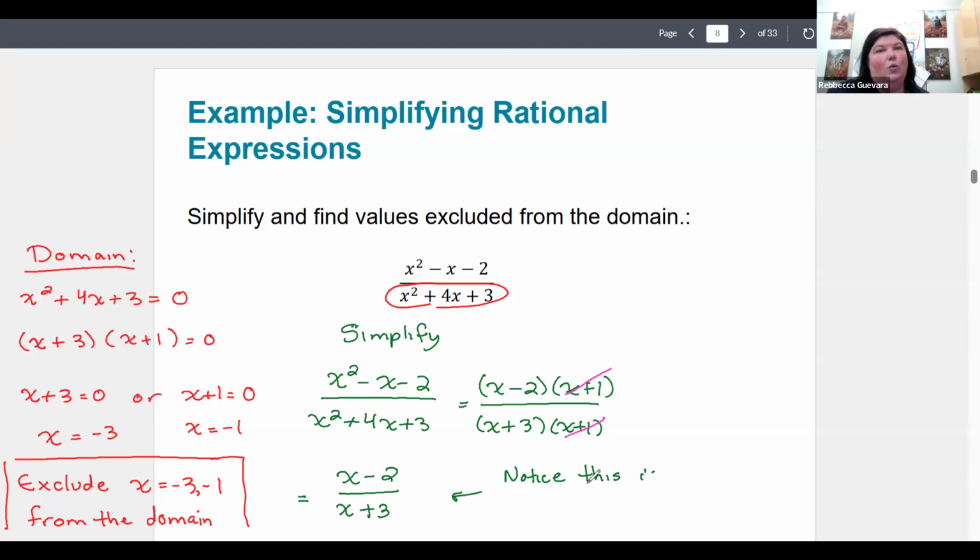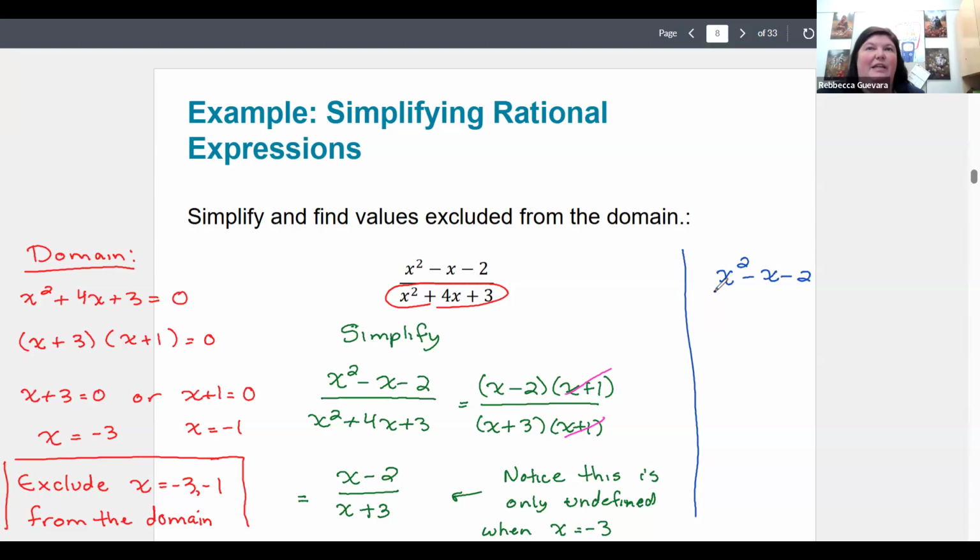So notice this is only undefined when x is -3. If x is -3, then the denominator is going to be 0. So there's a problem here. So technically, we would say that these are equal expressions. Well, not technically. We will say that, but technically we shouldn't.